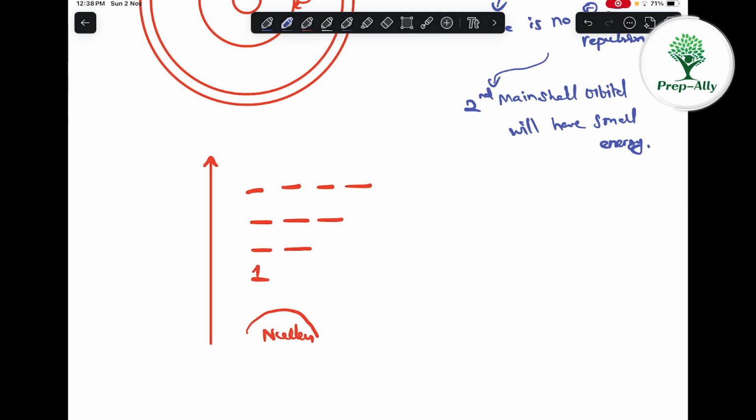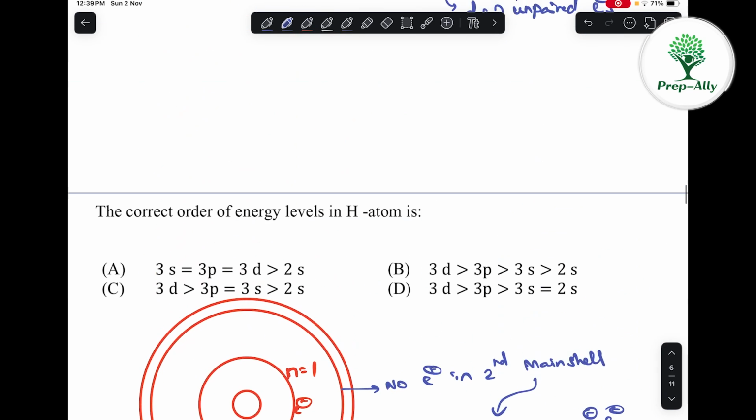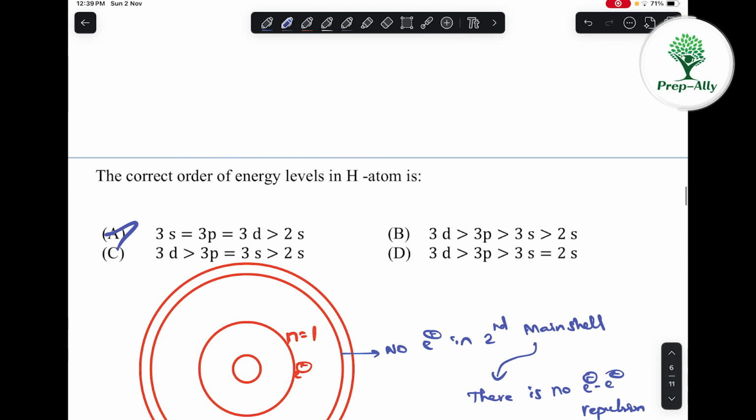So the energy level, I can say 1s is going to be the lowest one, and 2s will be equal to 2p, and 3s and 3p will be equal. Sorry, all are degenerate orbitals, including 3d, and I have 4s equal to 4p equal to 4d equal to 4f, all are equal. So our answer is going to be A.